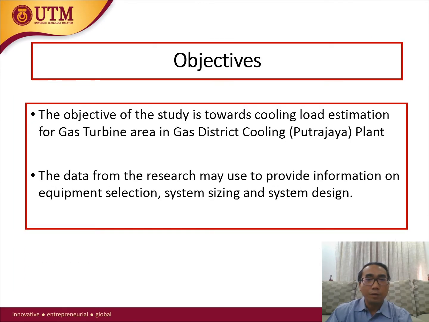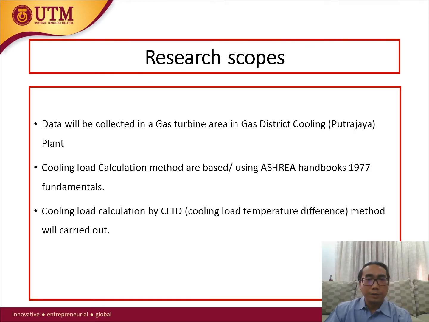For the objective, the objective of the study is towards cooling load estimation for the gas turbine area in gas district cooling Putrajaya Plant 2. The data from the research may be used to provide information on equipment selection, system sizing, and system design. The research scope for this study is to collect data in the gas turbine area in gas district cooling Putrajaya Plant 2. The cooling load calculation method is based on the ASHRAE Handbook 1977 Fundamentals. Cooling load calculation by the cooling load temperature difference method will be carried out.